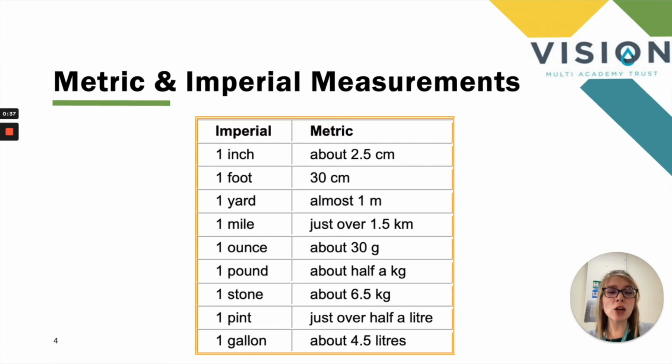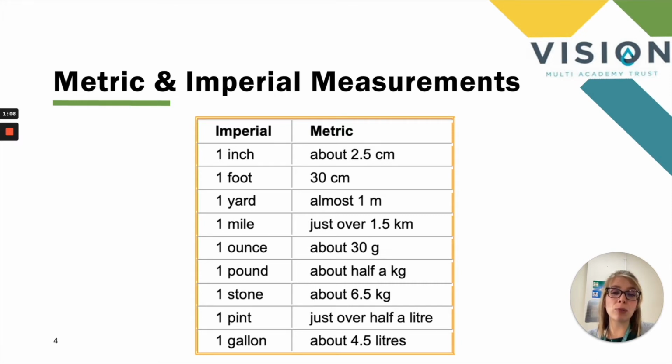So let's start off by looking at metric and imperial measurements. Now it's interesting to give children a bit of background behind this. The imperial measurements were used up to a point and then they were replaced by metric measurements. However, in some circumstances, imperial measurements are still used. Now it's interesting if we look at the conversion chart on here, a lot of it is about or just over. So we have to explain to children there is no direct equivalent or conversion.